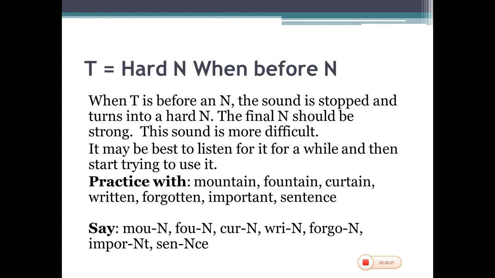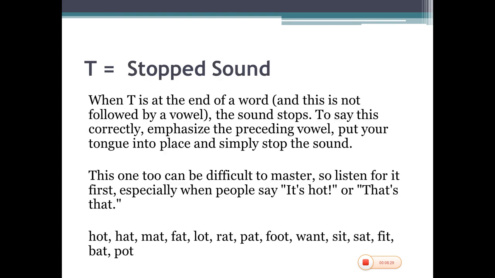The last one is T when it gives a stop sound. In these cases, when T is at the end of a word and is not followed by a vowel, the sound stops. To say this correctly, emphasize the preceding vowel, put your tongue into place and simply stop the sound. This one too can be difficult to master, especially when you're learning different words. So listen for it first, especially when people say it's hot or that's that.